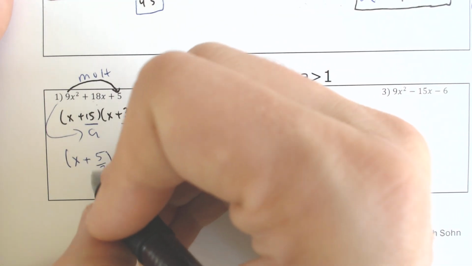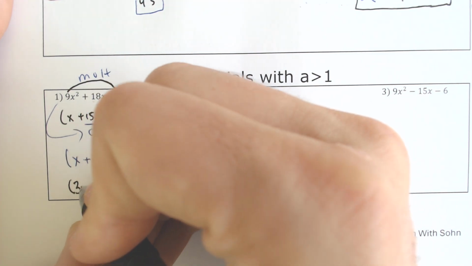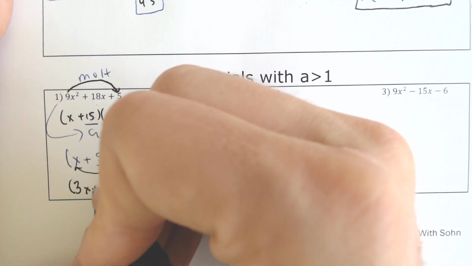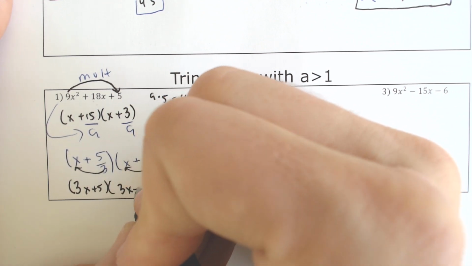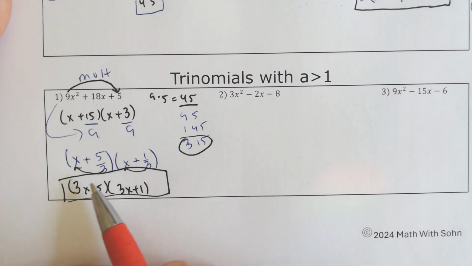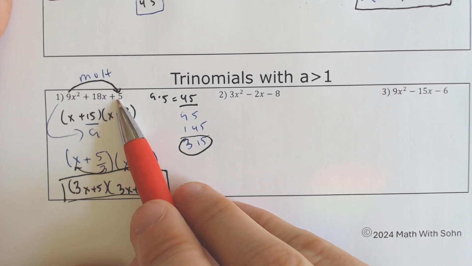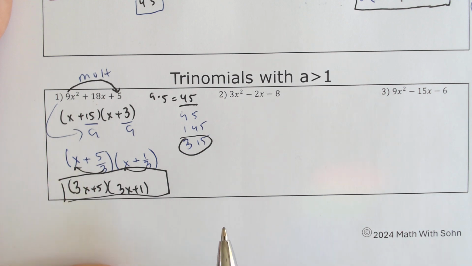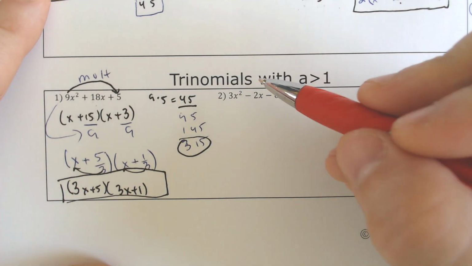What you end up doing is, with your simplified answers, you put the 3 in front of the x and the 3 in front of the x. So we're going to have 3x plus 5 and 3x plus 1. Let's ask ourselves, does that seem to make sense? Does 5 times 1 multiply to 5? Yes. Does 3x times 3x multiply to 9x squared? Yes. You got your factors. We're good to go. Next one.